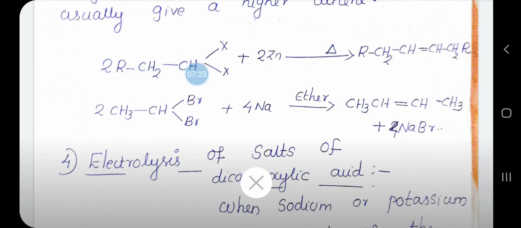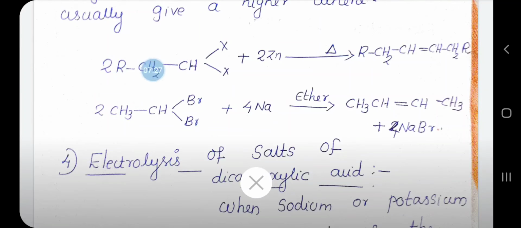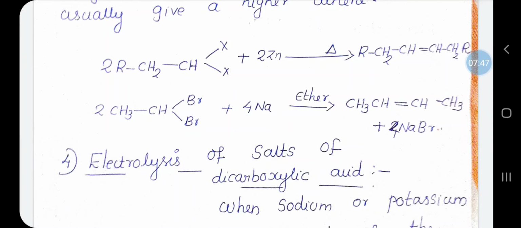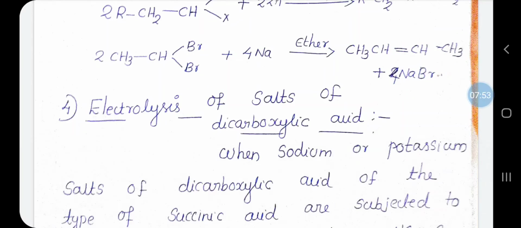The same reaction carried out with a geminal dihalide gives a higher alkene; that is, if the alkyl halide has 3 carbon atoms, we will get a product with an alkene having 6 carbon atoms. So here zinc, when treated with the geminal dihalide, eliminates ZnX2, and one more such molecule will be attached to the initial carbon chain and a double bond will be produced. With sodium and ether used as the reagent, a similar product will be obtained.